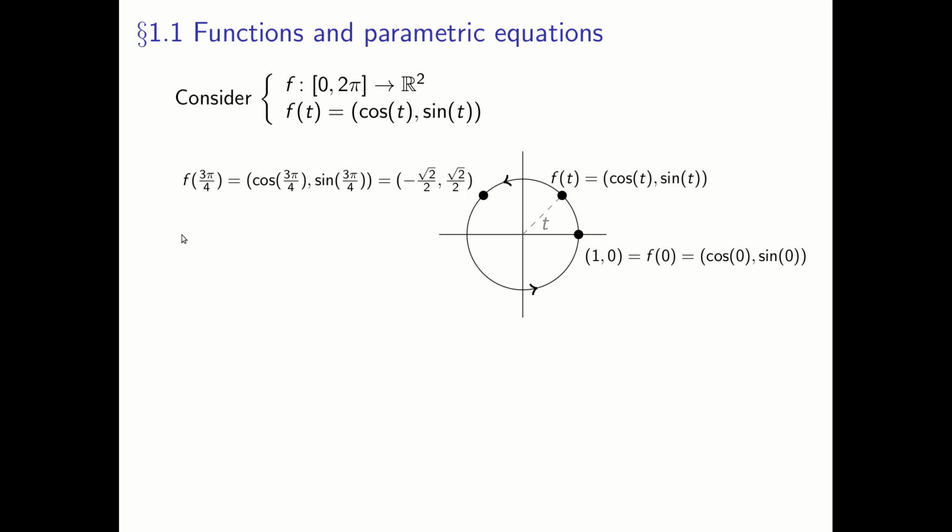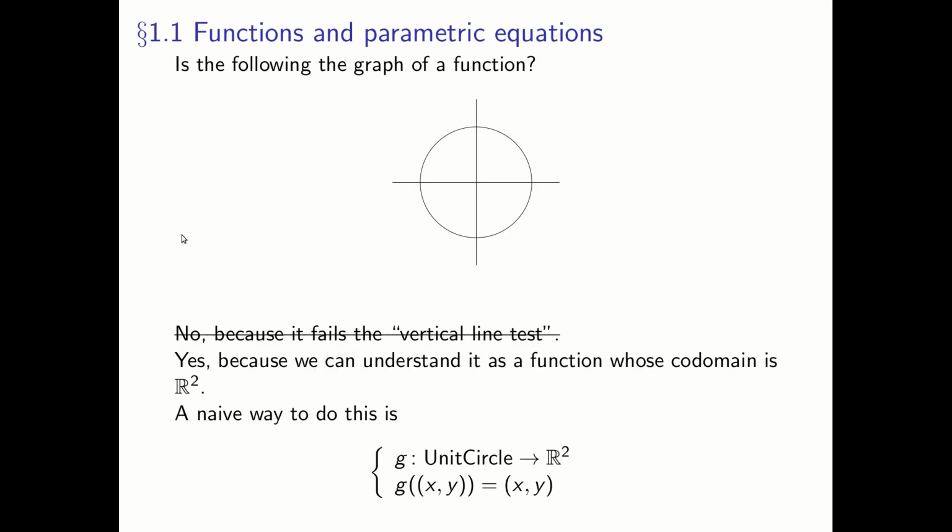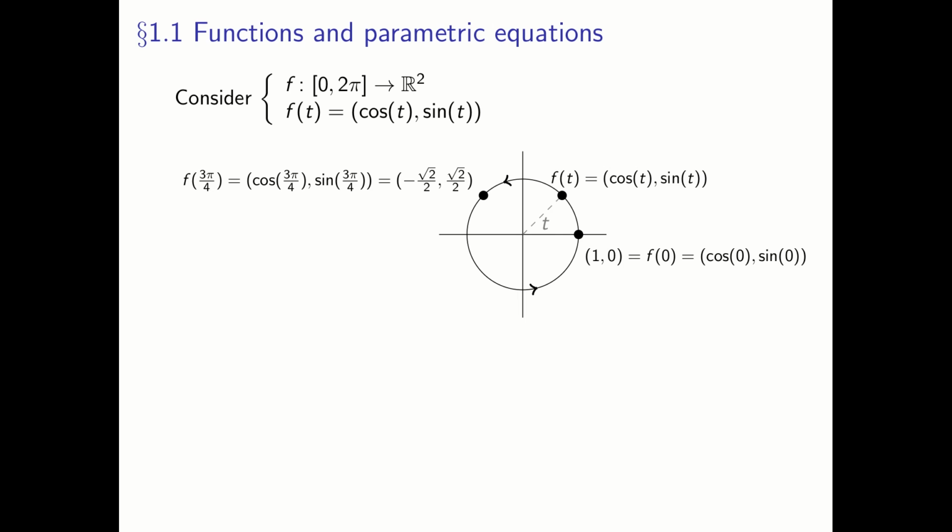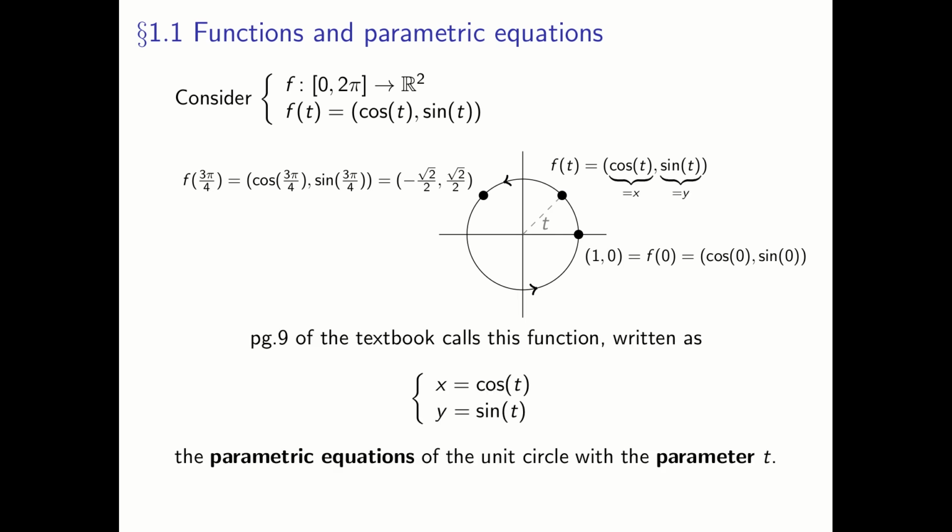So this is a very nice function, and it shows you exactly why, in this previous slide, we can understand this as the graph of a function. We just can't understand it as the graph of a function whose domain is R, just the real line, and whose codomain is also just the real line. We can instead understand it as a function whose domain is the real line, but whose codomain is R2, or in this other naive sense on the previous slide. So the textbook calls this sort of function the parametric equation with the parameter t.